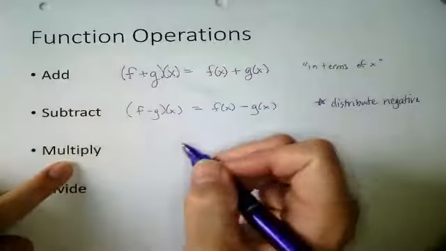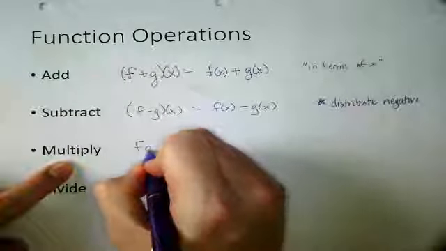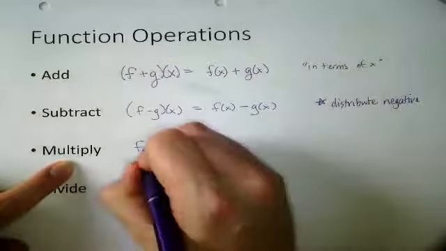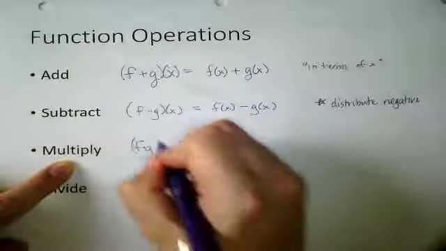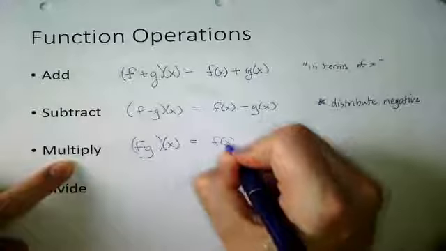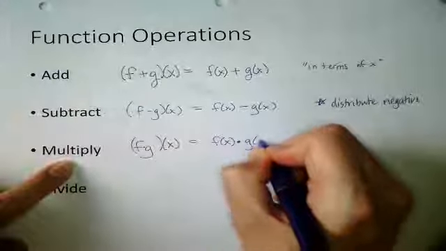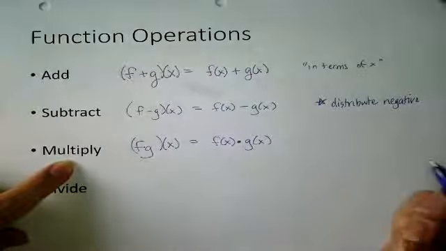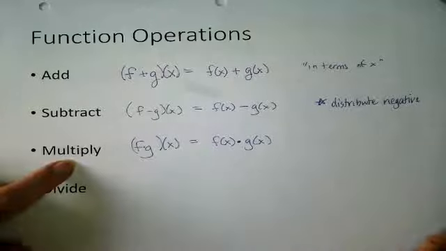We can multiply functions. So we could write fg, and when two things are right next to each other, it means f times g. So we would say fg of x, and that means to multiply. It really means f of x times g of x. Okay, and again, this is just distribute and combine like terms, so just multiplying things together.